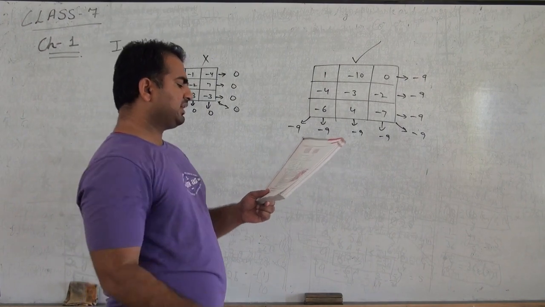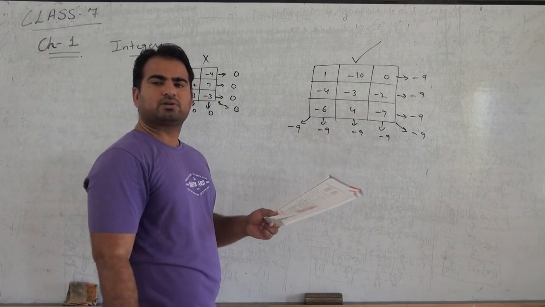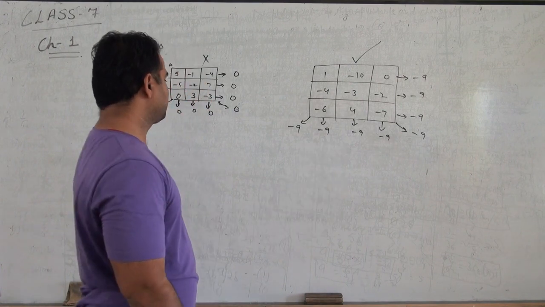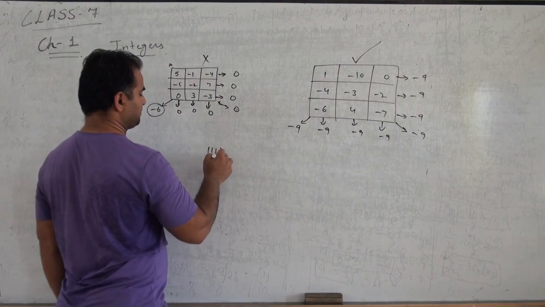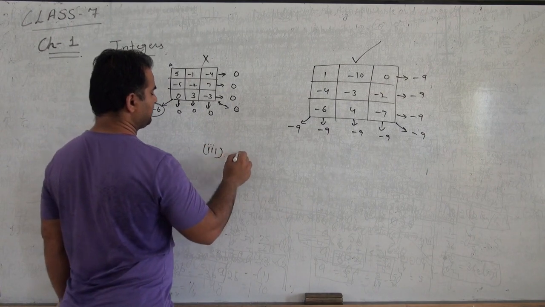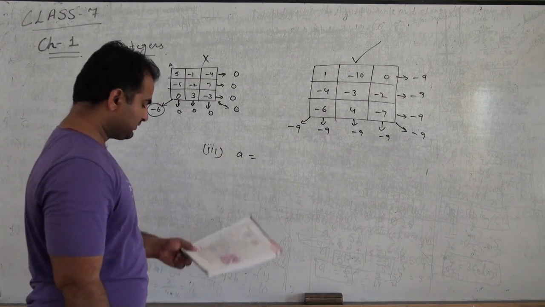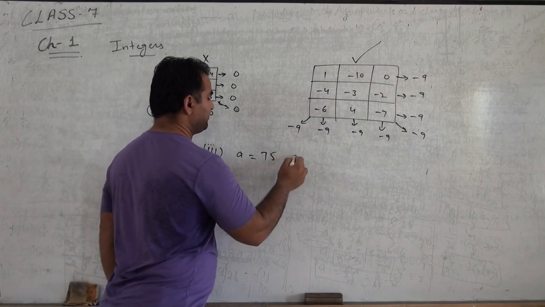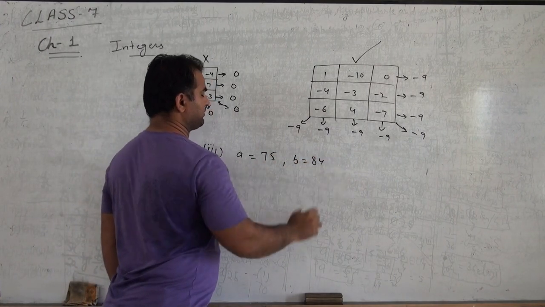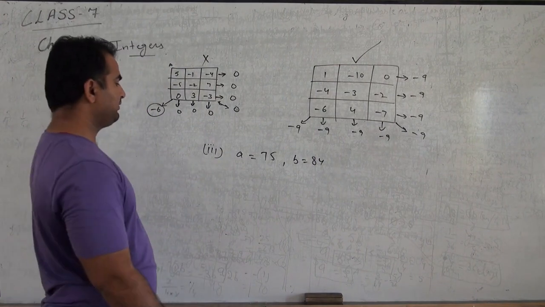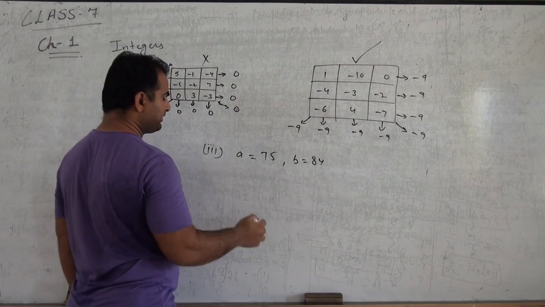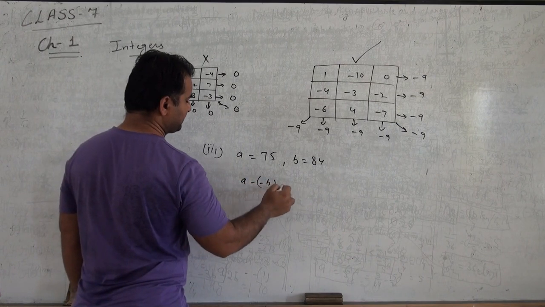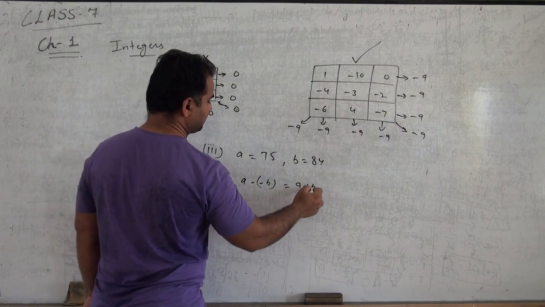So I think I can do only one and you can make all the three. Question number 3 is, let A equal to 75 and B is 84. So we will place the value of A and B in the given equation. The equation that is given is A minus B equals A plus B.